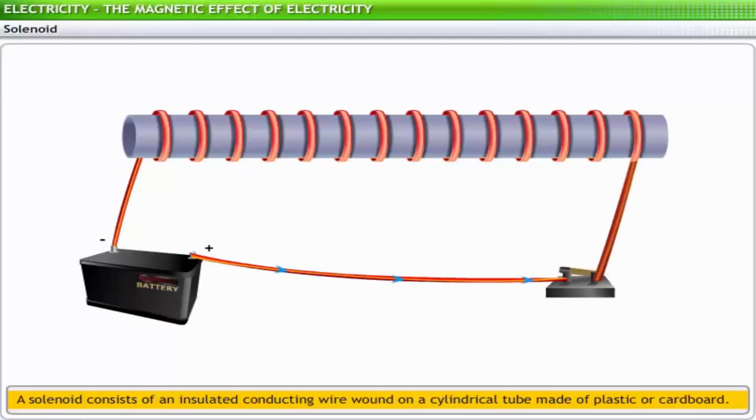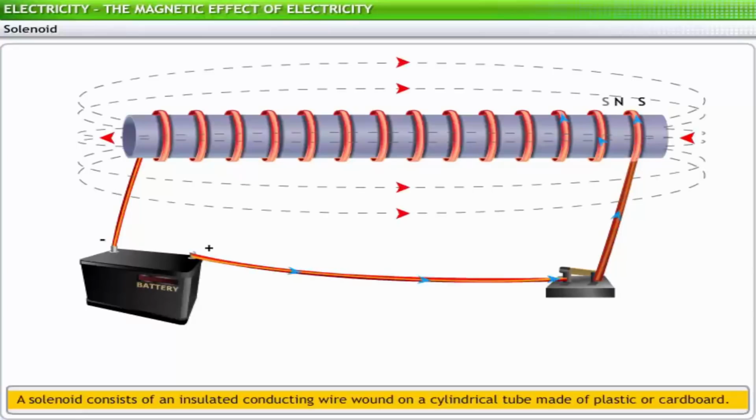When current passes through a solenoid, each loop in the solenoid behaves like a tiny bar magnet, with the south pole of one loop facing the north pole of its adjacent loop, and vice versa. Thus, a solenoid consists of a number of tiny magnets of equal strength. All the tiny magnets in the solenoid together behave like a bar magnet.